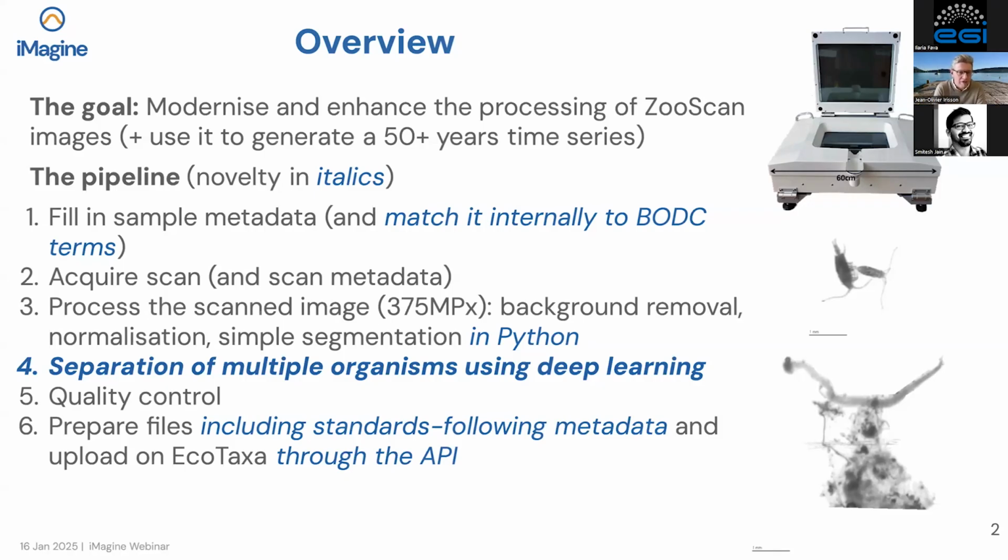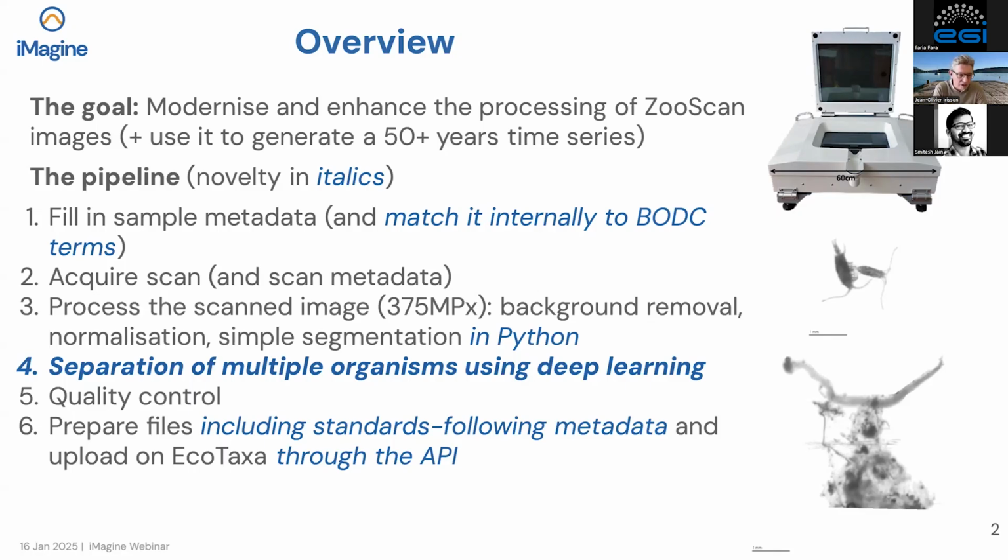So you start by filling the metadata, but what we will do more is we'll try to match the metadata to some known term in some international vocabularies. Then you acquire your scan, you process the scan image, and this, instead of being in ImageJ macros, will be done in Python for speed.